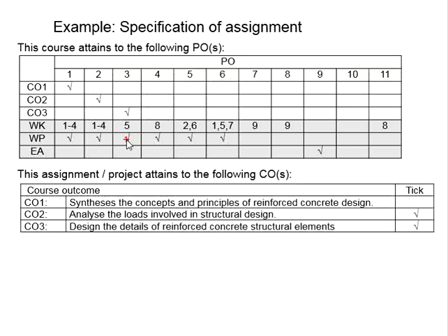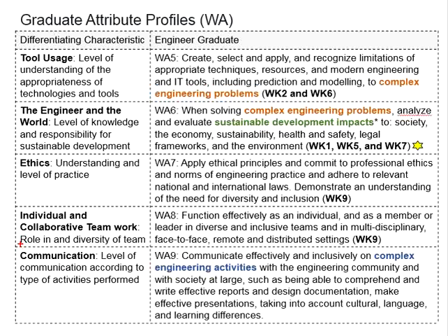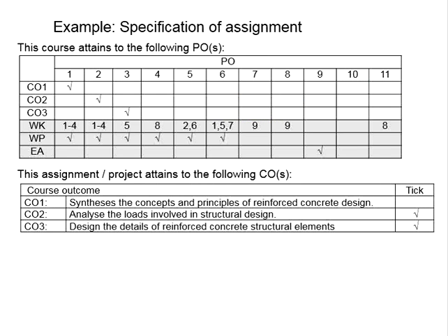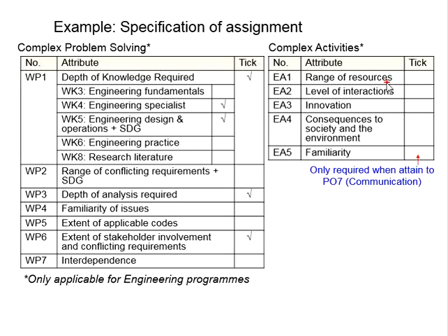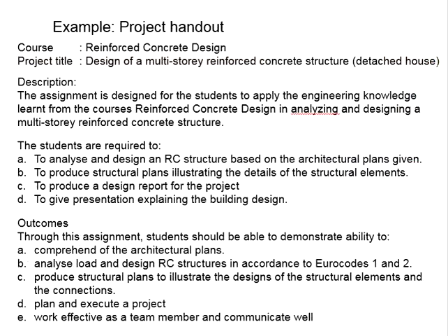Next, you need to check whether you need the complex engineering activities, which in this case, the course outcome are meant for PO2 and PO3. No complex engineering activities is required. It is only required with PO9, which is related to WA9 about communications, clearly stating the complex engineering activities. Since you do not require complex engineering activities, then you may leave this blank.